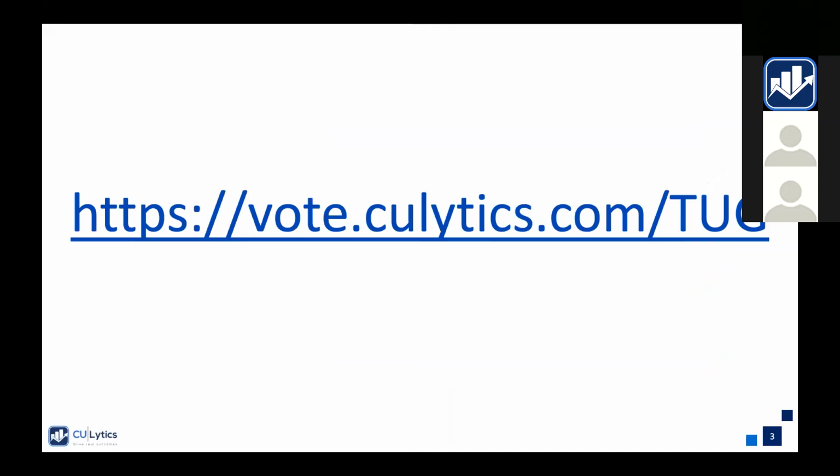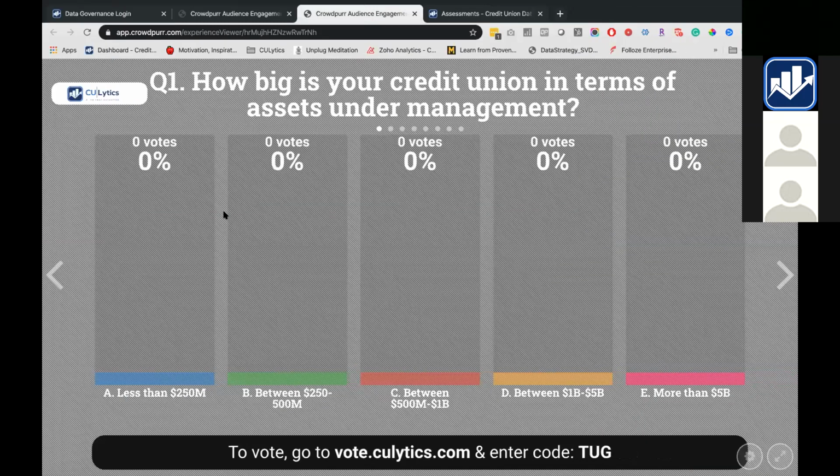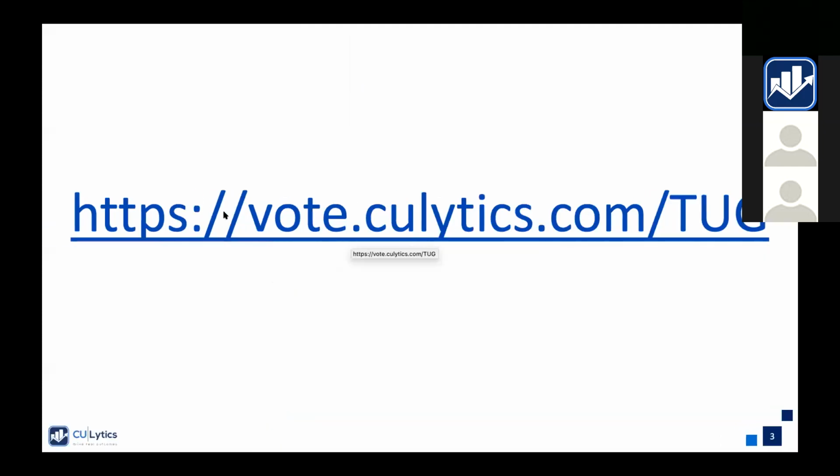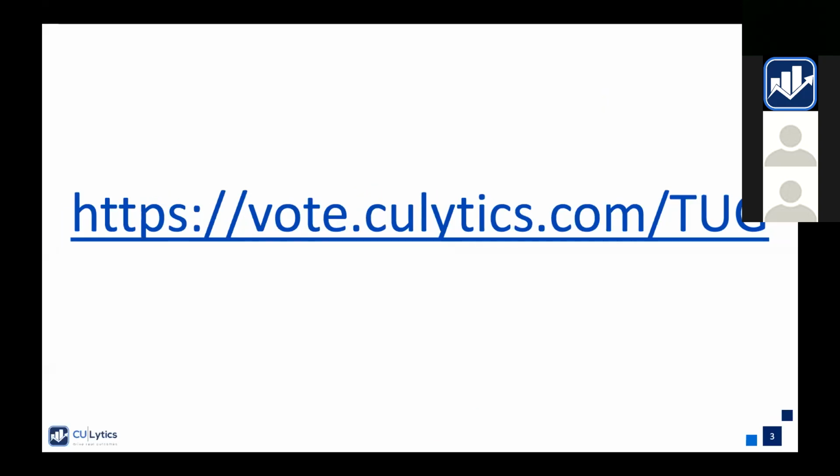There is actually a URL. You can all go to this URL, which is vote.ceolitics.com/tug. And what this URL will help us is to keep this webinar interactive. Actually, if you go there right now, there is a question that we have, which is how big is your credit union in terms of assets under management? So if you please take a minute, go to this URL and participate in this vote so that we get to know you a little better. There are a set of questions that can help us in knowing more about you so that we can tailor this webinar more to your specific needs.